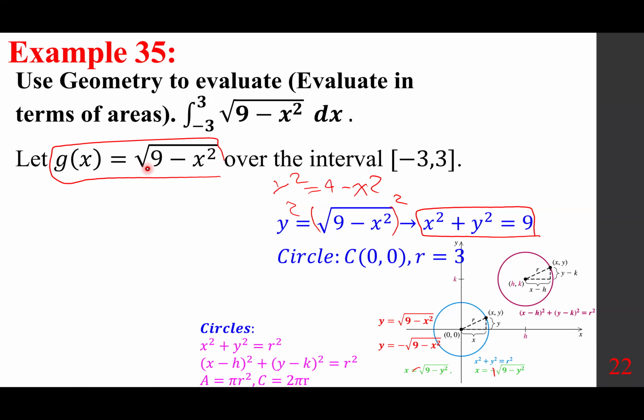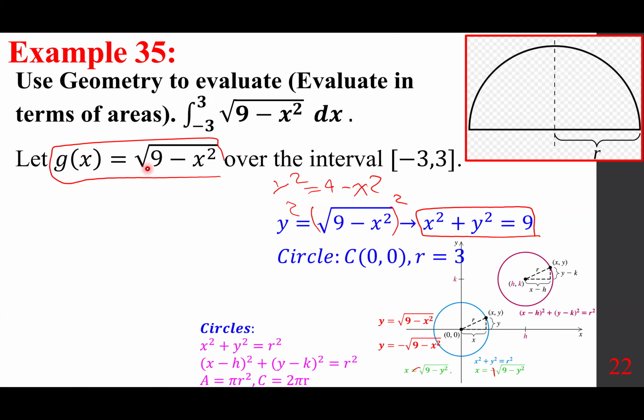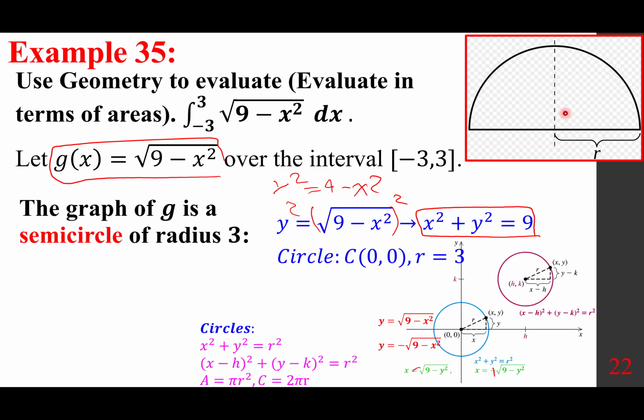So the area of a circle is pi r squared, and this is half of that. So it looks like that. It's important to know we go from -3 to 3. For example, if we went from -3 to 0, it would be 1/4 of a circle if it was this one. But it's the semicircle. So the graph of g is a semicircle of radius 3. So this is half of pi r squared. The radius is 3. So this is 9 pi times 1/2, which results in 9 pi divided by 2.